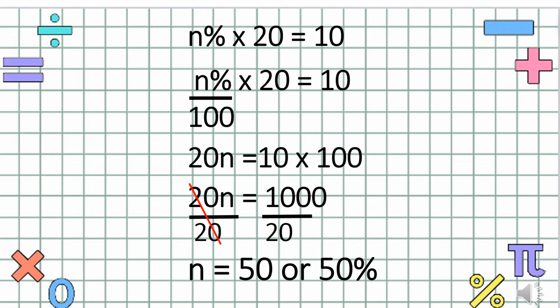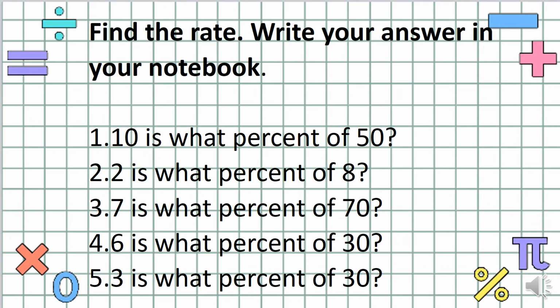Then, divide both sides by 20. So, 20n over 20 is equivalent to 1,000 over 20. So, 20n divided by 20, the answer will be n. Then, 1,000 over 20, the answer is 50 or 50%. Okay, let's try to answer this one. Find the rate. Write your answer in your notebook.